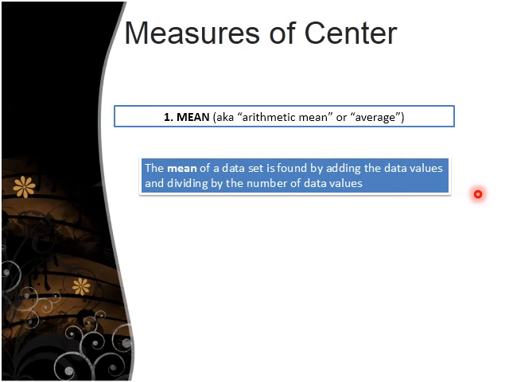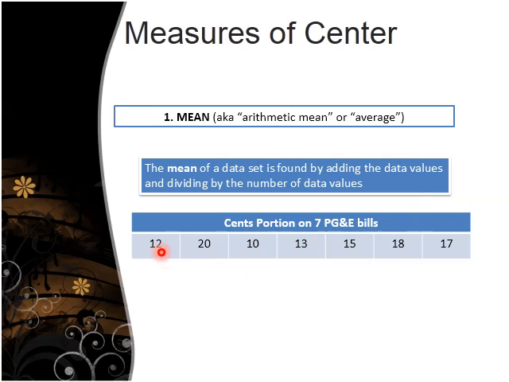So the mean of a data set is found by adding the data values together and dividing by the number of data values. So if these are the cents portion on 7 PG&E bills, so in other words, my PG&E bill last month was $70.12. This is the cents portion. If I wanted to find the mean, or the arithmetic mean, of these 7 cents portions, I would simply add those cents portions together and divide by the total number of data I have. So divide by 7 in this case.